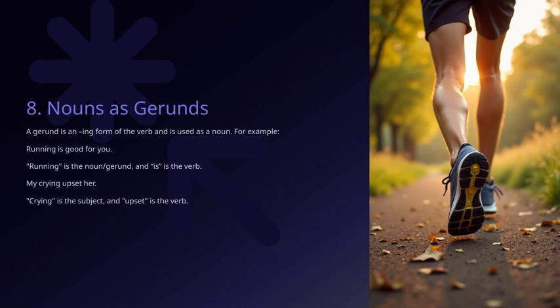Another example is "My crying upset her." In this case, crying is the subject. It's the thing that's doing the action of upsetting her. Notice how the gerund crying is serving as a noun here, even though it's derived from the verb to cry. The key takeaway is that gerunds allow us to turn actions into things or concepts we can talk about as nouns. And understanding this helps us see how verbs can function in different ways within a sentence, which is really important as we explore how nouns and other parts of speech work together.